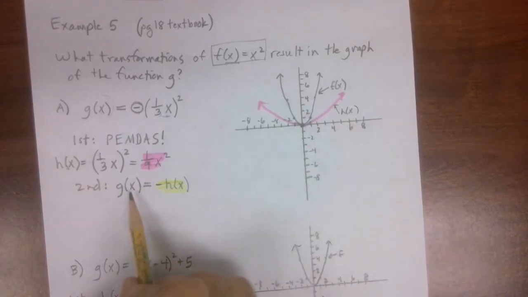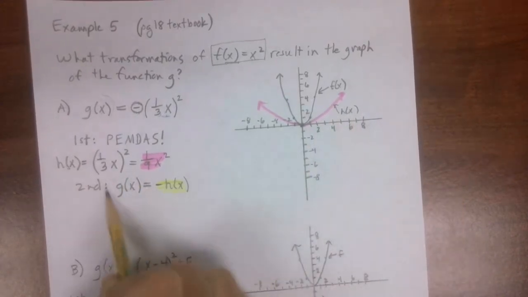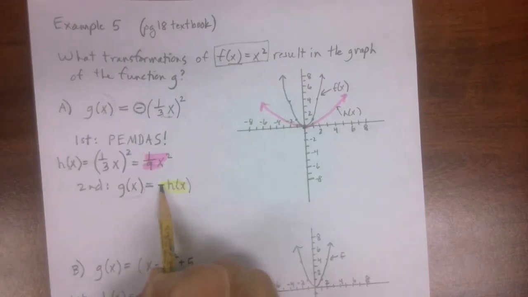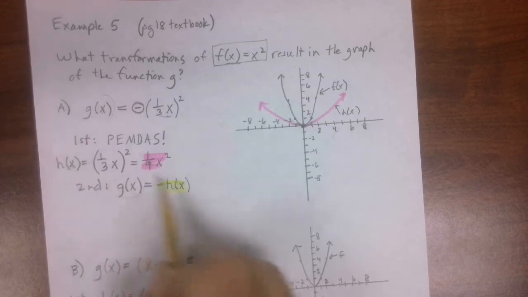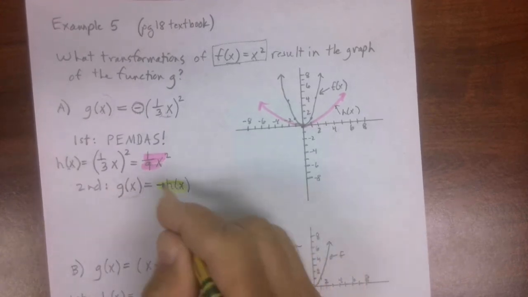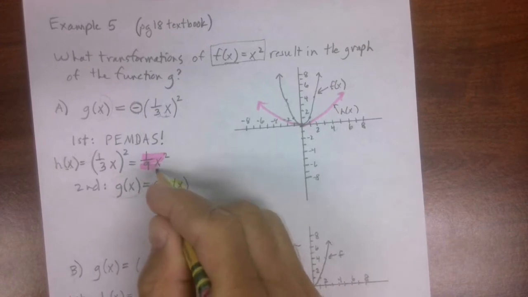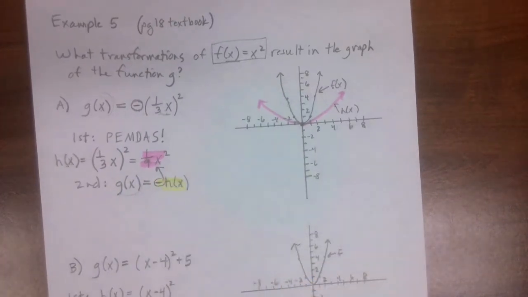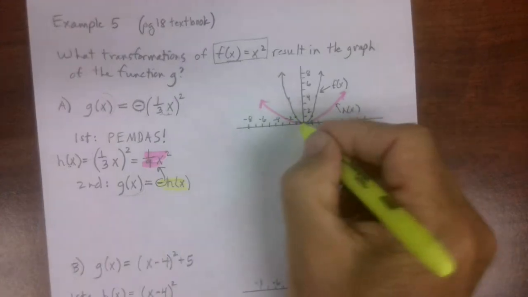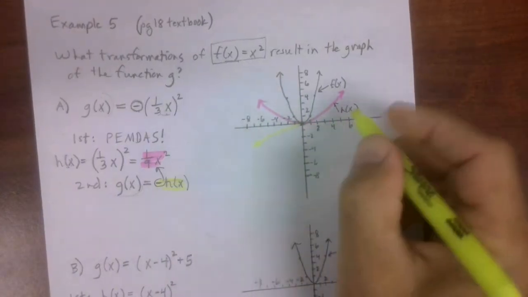Then I go to the final thing, to find g of x, to actually finish the problem, I have to do this to my previous h of x. That's all this is saying. This is the language the book uses. So all that means is flip the previous one over the x-axis. So that means we'll go like this.